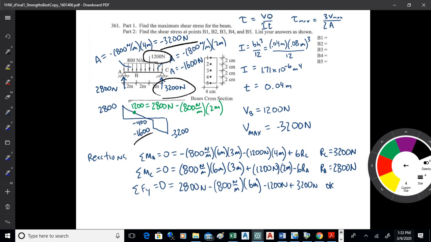All right, so what we want to do is find the shear at B, points 1, 2, 3, 4, and 5. Now the shear, the V value, is right there. You've got a linear slope there with a slope of negative 800. So if you take the value of shear on the right, which is 2800, and then go minus the slope, 800, times the offset distance, which is 2, you'll come up with the shear there. It's 1200. So that's the shear at B.